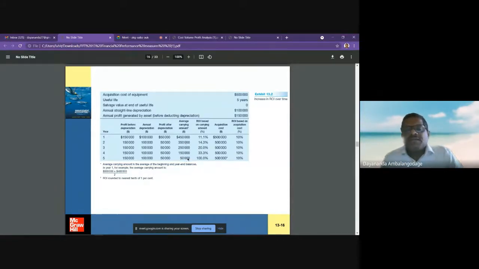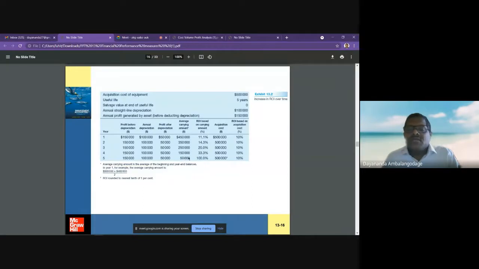So how do you get this 50,000? For example, this 50,000 is the fourth year. Fourth year end balance and fourth year beginning balance you have to take, and tell me what is the fourth year beginning balance. Fourth year beginning balance means you have used the assets.